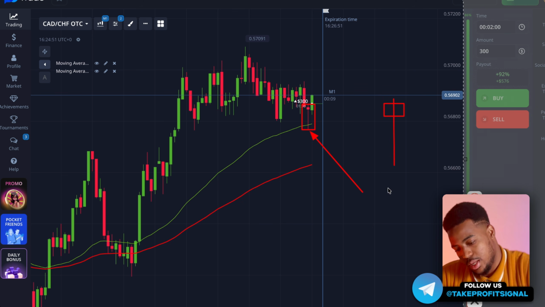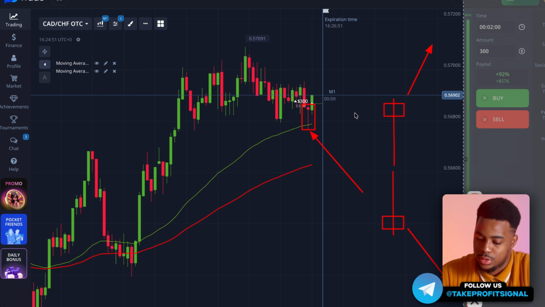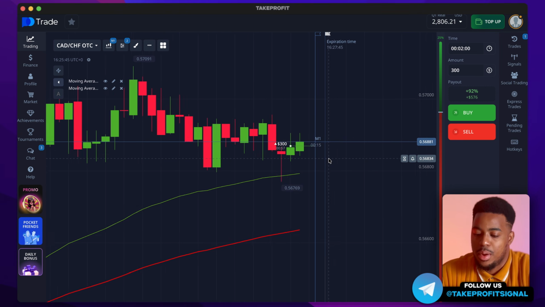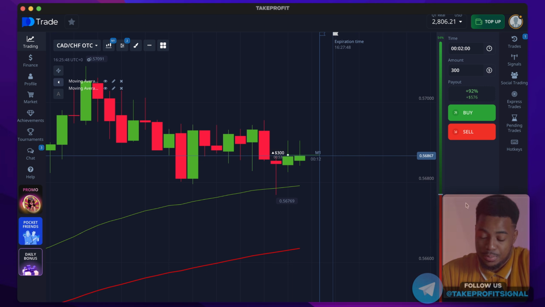Remember, these candles will often appear on your chart. If you see such candles, you should trade in the opposite direction of the tail. If the tail is at the top, you trade downwards. If it's at the bottom, you trade upwards, as in this situation. It's very easy to remember. Literally, after a couple of trades, you'll get used to it.